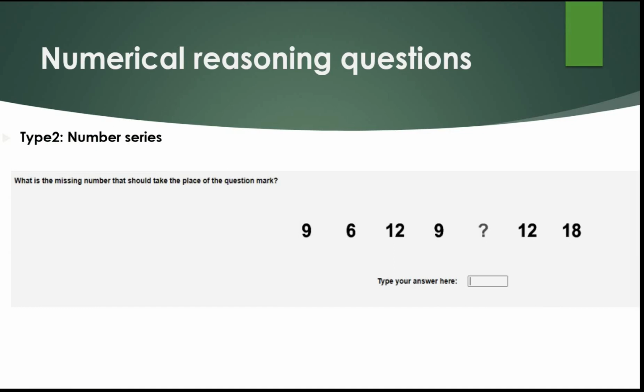Next, let's move to type 2 questions, number series. What is the missing number that should take the place of the question mark? As we can see, there are -3 differences between 9 and 6, 6 differences between 6 and 12, and -3 differences between 12 and 9. Since the difference results are -3, plus 6, minus 3, plus 6, and so on, plus 6 should be the sequence in the correct order. So the correct answer is 9 plus 6, or 12 plus 3, is 15.